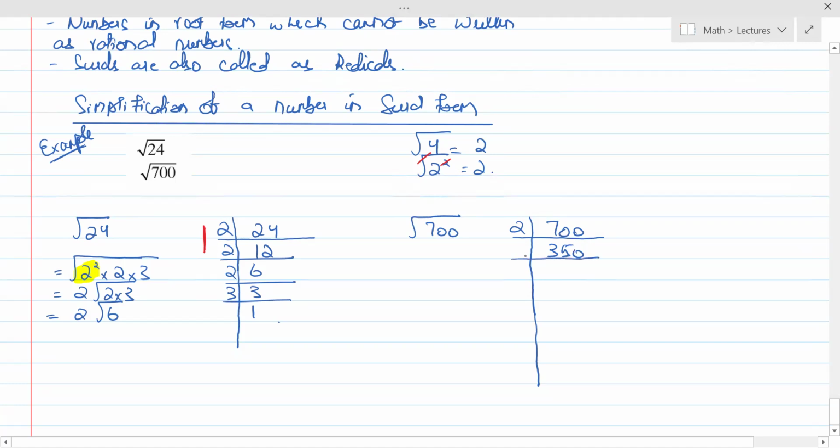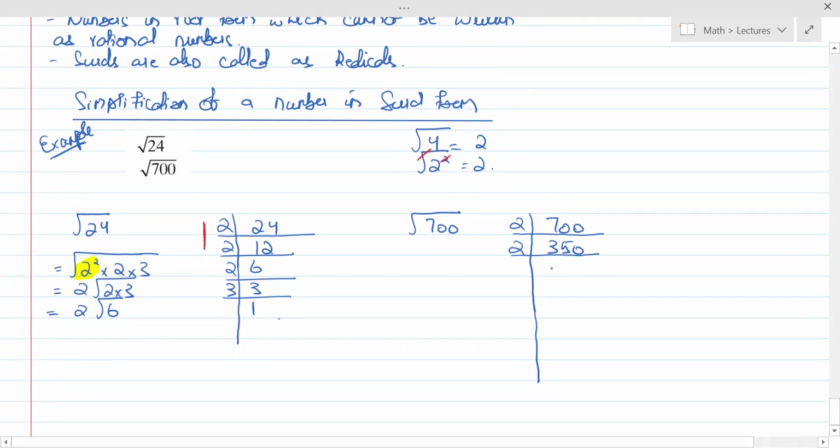And then 350 divided by 2 would give us 175. After reducing by 2, 175 cannot be divided by 2, so we look for the next bigger prime number. And the next bigger prime number here, what we can see is 5.